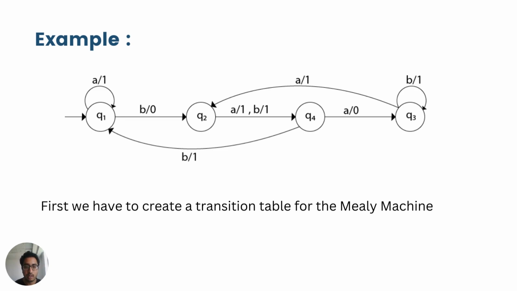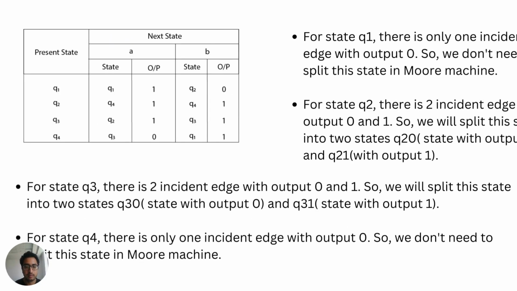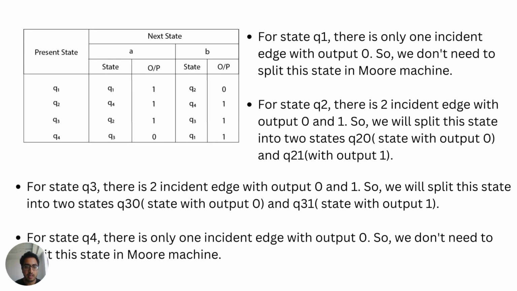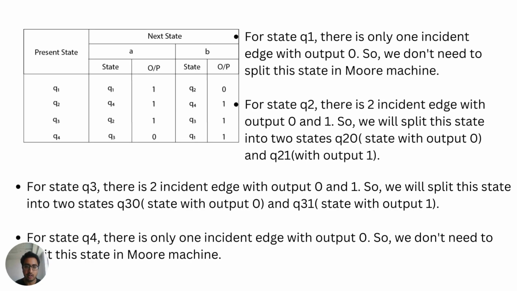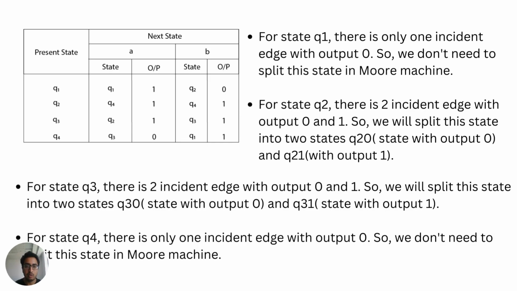Let's take Q4. If we take input A in Q4, it will go to state Q3 and its output will be 0. Similarly, in Q3, if we take input B, its output will be 1, but it will remain in the same state. Similarly, you can do it for Q4. Moving on to the next slide. Here is a step by step process so that you can better understand the conversion of Mealy to Moore.